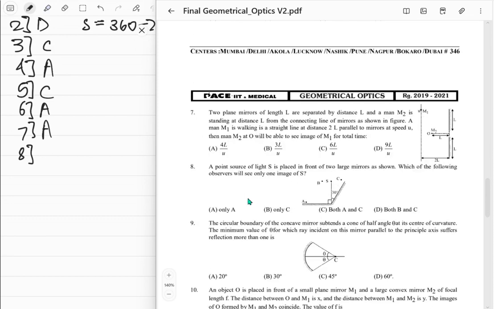A point source of light S is placed in front of 2 large mirrors as shown. So S is a point source placed in front of 2 large mirrors. Which of the following observers will see only one image of S? So they are like, okay, these observers will only see one image of S. Fine. Yes, understand this.